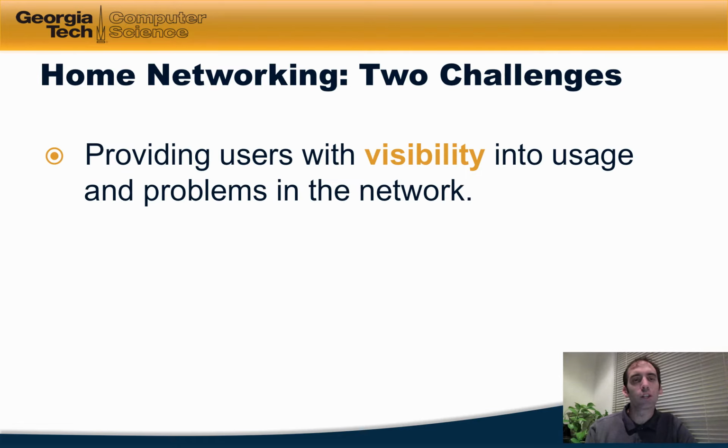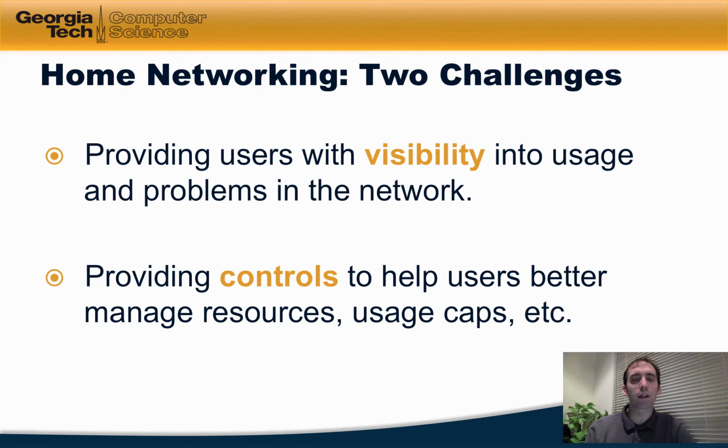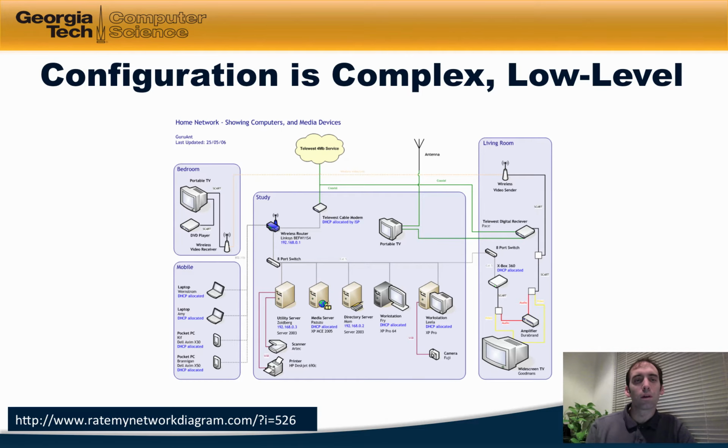Users of home networks face two challenges. One is achieving the appropriate level of visibility into usage and problems that may arise in the home network. Answering even simple questions, such as where the source of a problem is, or which device is hogging all of the bandwidth in a home network, are particularly vexing and difficult today. The second problem is providing users with control to help them better manage resources, usage caps that may exist or be imposed by their internet service provider, and so forth.